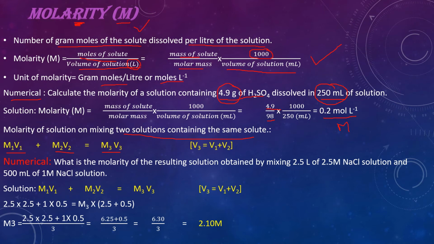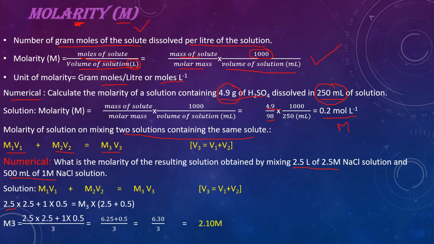What is the molarity of the resulting solution obtained by mixing 2.5 liter of 2.5 molar NaCl solution and 500 ml of 1 M NaCl solution? Now first you apply the formula m1v1 plus m2v2 is equal to m3v3. Now m1 is given to you as 2.5, write it 2.5.